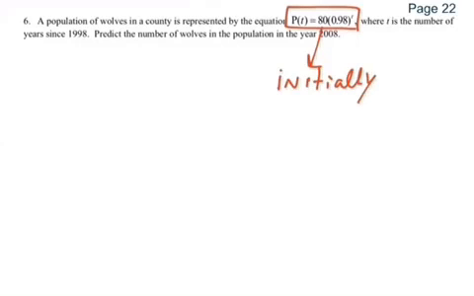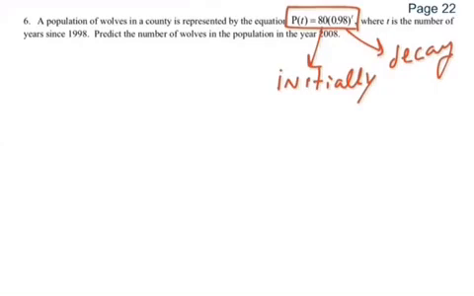Going on to the next page for your word problem, the population of wolves is given by this equation. Now, before we even start the question, I always want you to realize what this is talking about. This means that there are initially 80 wolves, and this will be a decay because the number is less than 1.